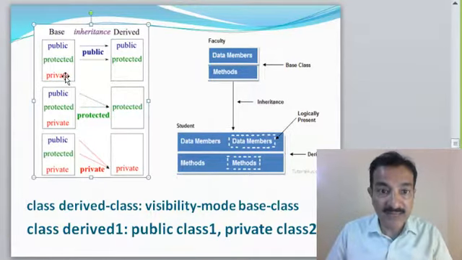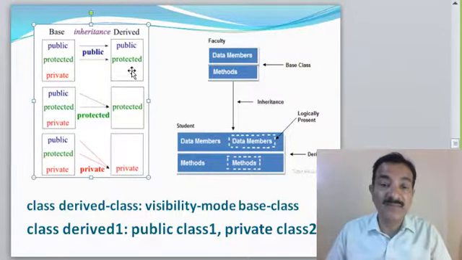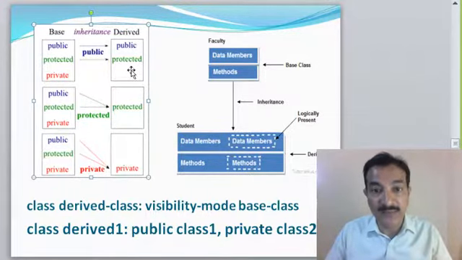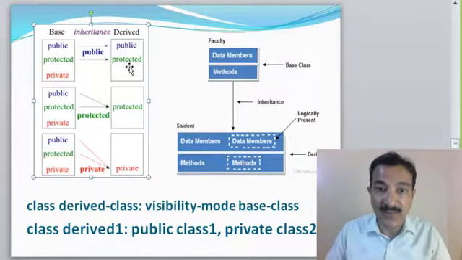When a base class is inherited as a public class in the derived class, the derived class will be able to access all the public functions and all the public data members of the base class, and even the protected ones. The public and the protected data members and the methods of the base class can be inherited and will be available here in the derived class.